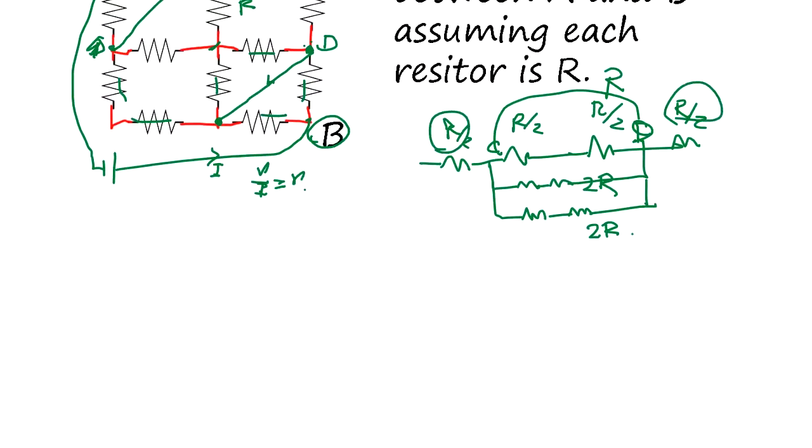So we have a simple circuit now: R, and we have R and 2R, 2R.